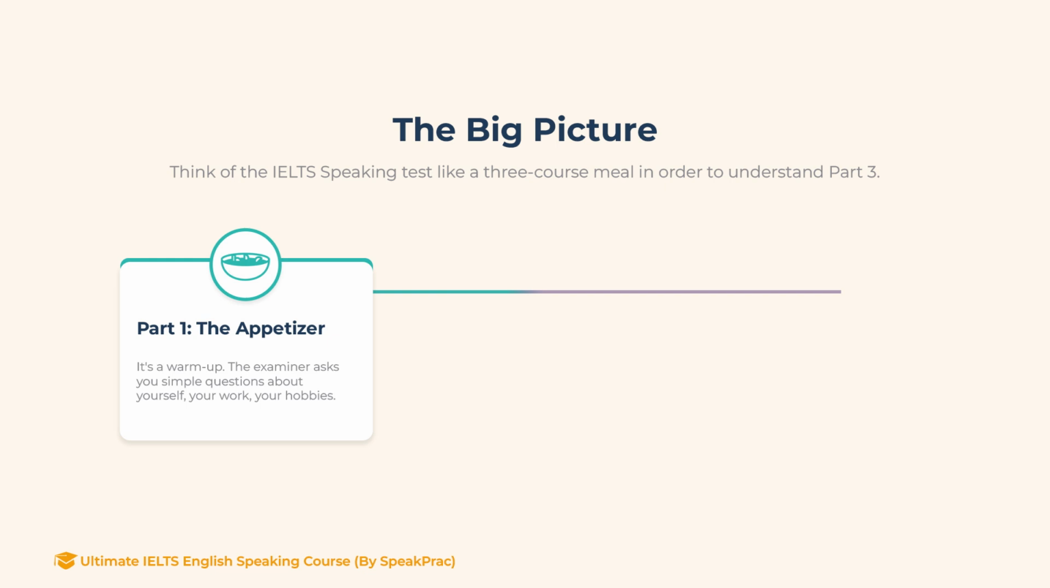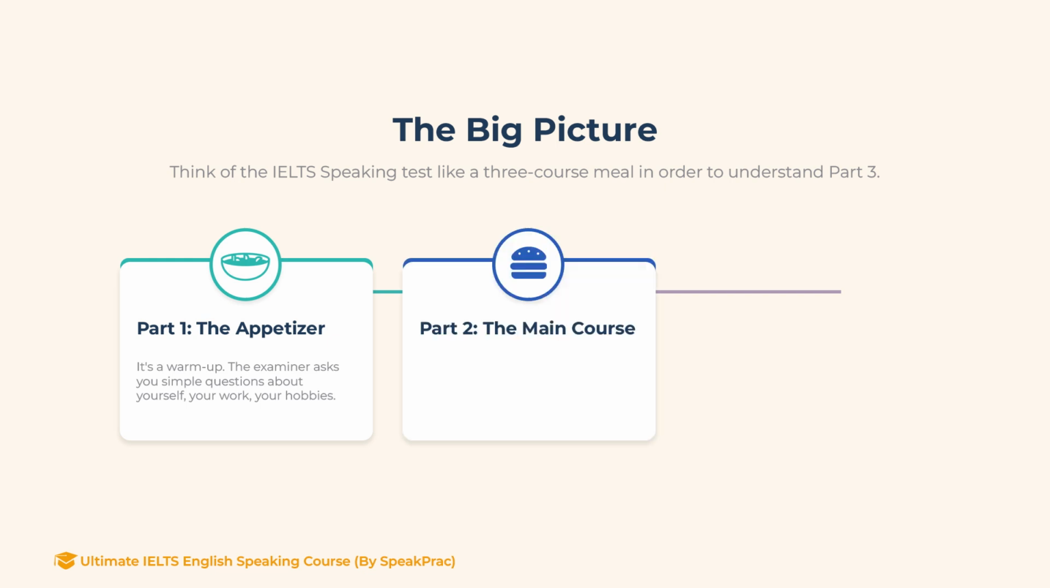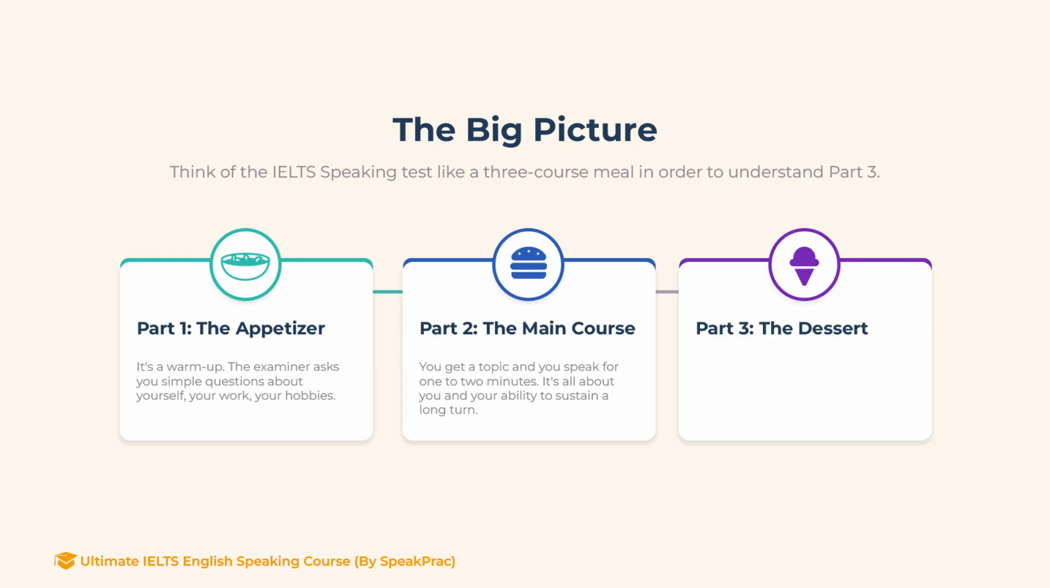It's a warm-up. Part 2 is the main course. This is your moment to shine, your solo performance. You get a topic and you speak for 1 to 2 minutes. It's about you and your ability to sustain a long turn. Part 3 is the dessert and the coffee.